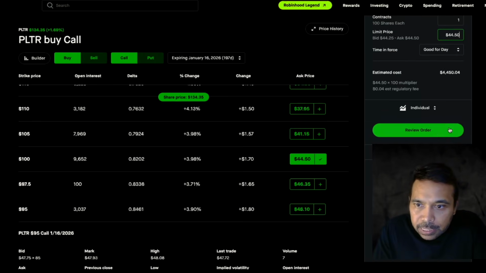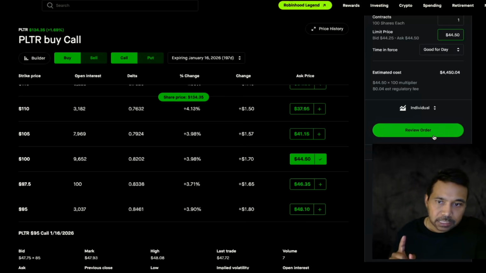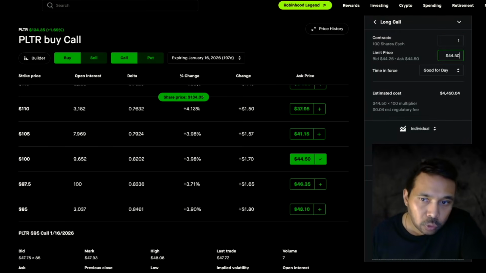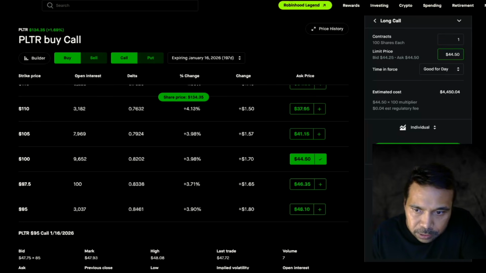And that's it. You review, order, and submit. That's the leap. A couple of things could happen. Let's say tomorrow, it's going to show you the graph here. You bought it when Palantir was sitting at around, let's say, 134 right now.